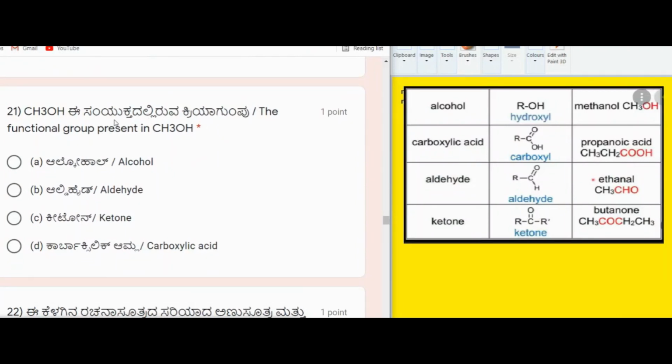21st question. The functional group present in CH3OH. The four options are alcohol, aldehyde, ketone, carboxylic acid. If you see the right side of the screen, the alcohol group is denoted with OH, carboxylic acid group is denoted with COOH, aldehyde CHO, ketone COC. See, if the functional group is OH, it is alcohol. So the correct option for this question is A, alcohol.